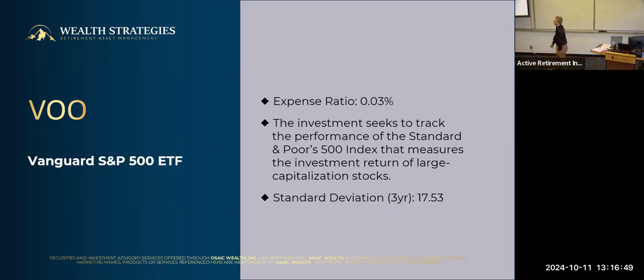The investment seeks to track the performance of the Standard & Poor's 500 index that measures the investment return of large capitalization stocks, because that's just your 500 biggest market capitalization. You know the deal, that's the most standard index that everybody looks at. The standard deviation for something like this is 17.5 over the last 3 years. I would say for stage 2, depending on your risk needs, anywhere from, I don't know, 12 to 18, 19, 20% standard deviation would be totally acceptable. Something like value funds or anything like that could also fit in here.